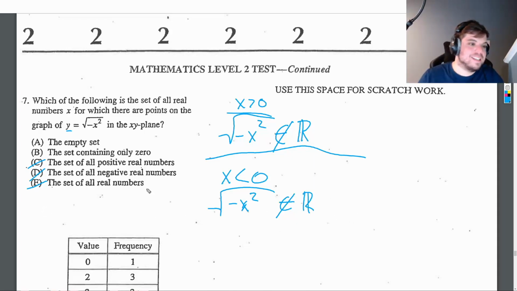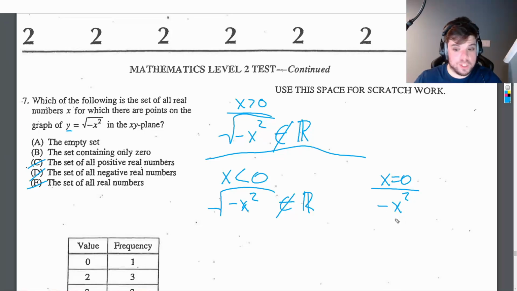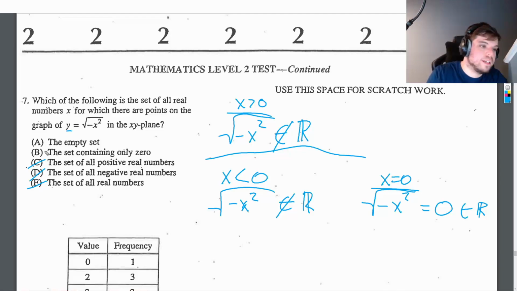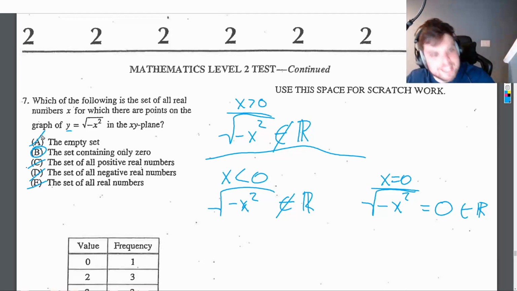Okay, what if x is equal to 0? Then x squared is 0, negative x squared is 0. The square root of negative x squared is also equal to 0, which is a real number. We could graph it, which means that it's B, and not A. The set containing only 0. Brilliant. Fun question.